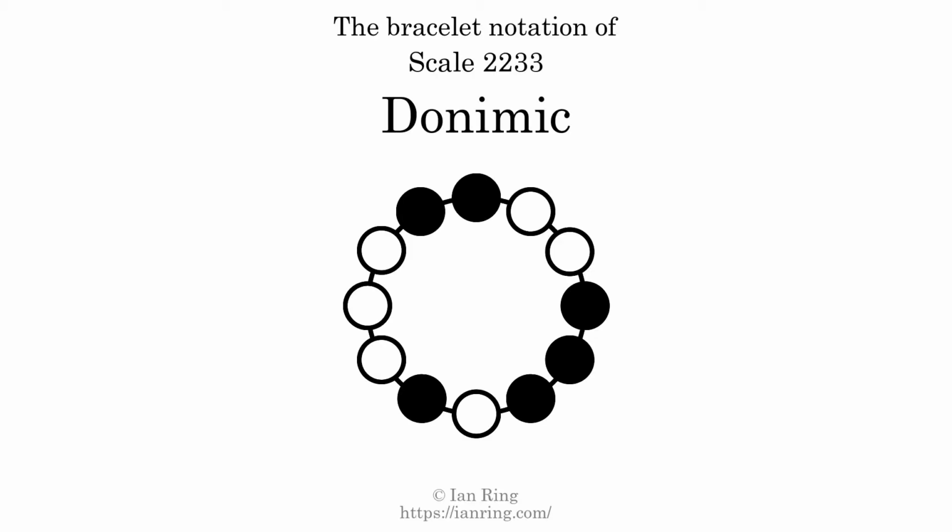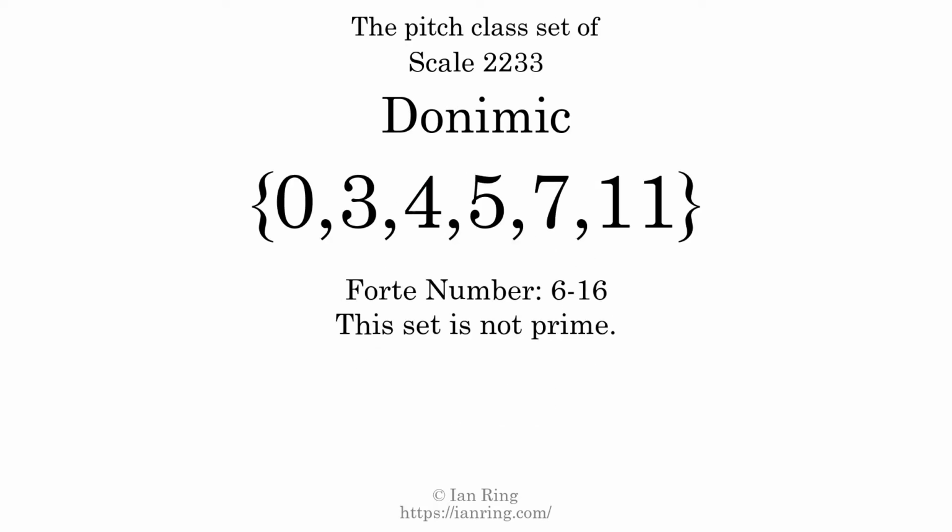This is a bracelet notation diagram of scale 2233. The shaded circles represent tones that appear in the scale, and they are read clockwise, starting at the top. The pitch class set for this scale is 0, 3, 4, 5, 7, 11. The forte class is 6-16. This set is not prime.